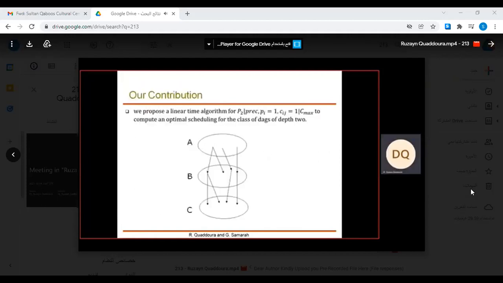We propose for the problem P2 | precedence, Pi equal to 1, Cij equal to 1 | Cmax a linear time algorithm to compute an optimal schedule for the class of depth 2. That is, the graph for which the vertices can be partitioned into 3 subsets A, B, C, and every edge connects A and B, or B and C, and there is no edge between A and C.